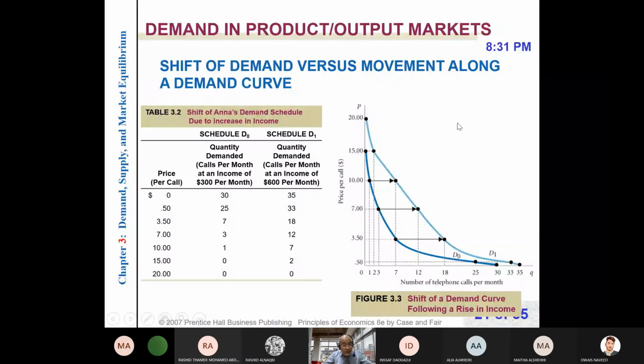So we explained this. If there is a change in the price, there will be a change in quantity demanded, or a movement along the demand curve. Ceteris paribus, assume that other factors remain constant.